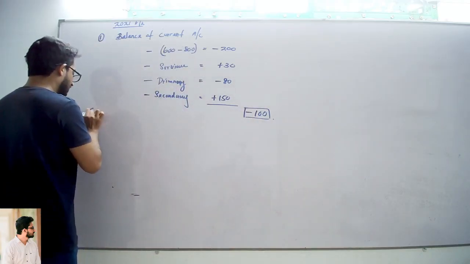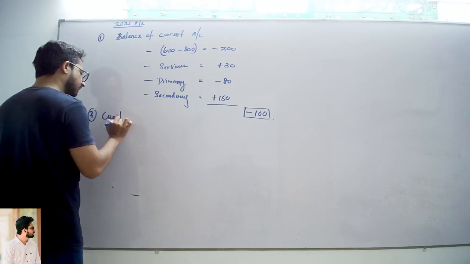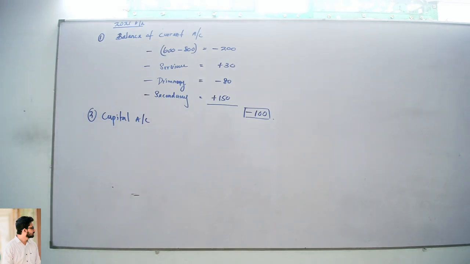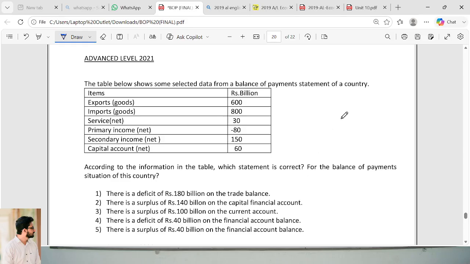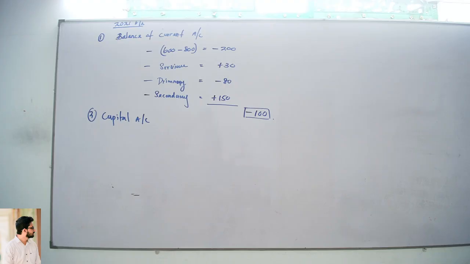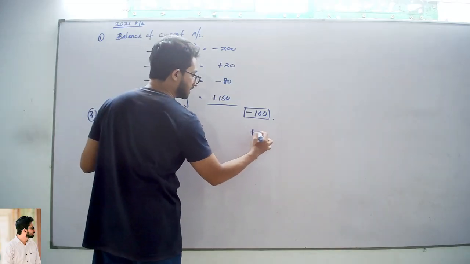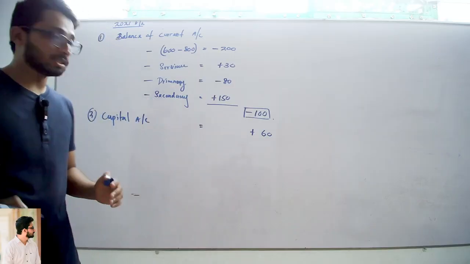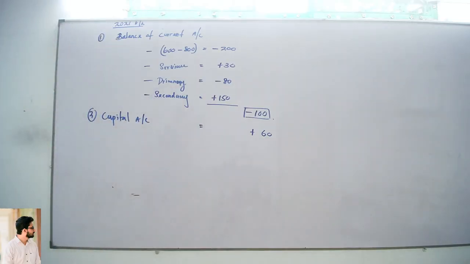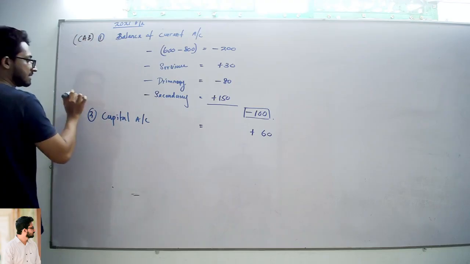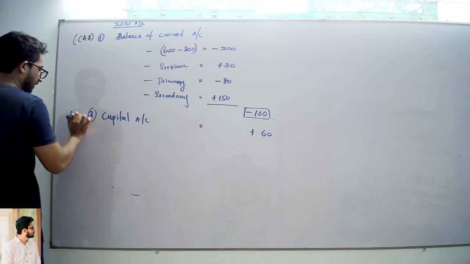Then take the capital account balance. I think it's given, right? How much is the capital account balance? The capital account balance net value given is plus 60. Capital account balance equals plus 60. Then add them together. This is CAB, the current account balance. This is KAB, lamai, the capital account balance.